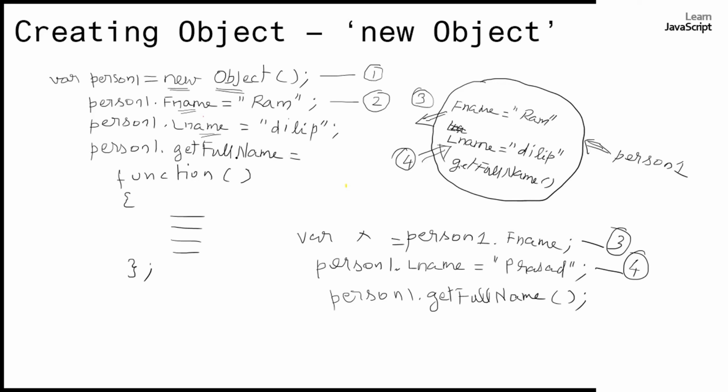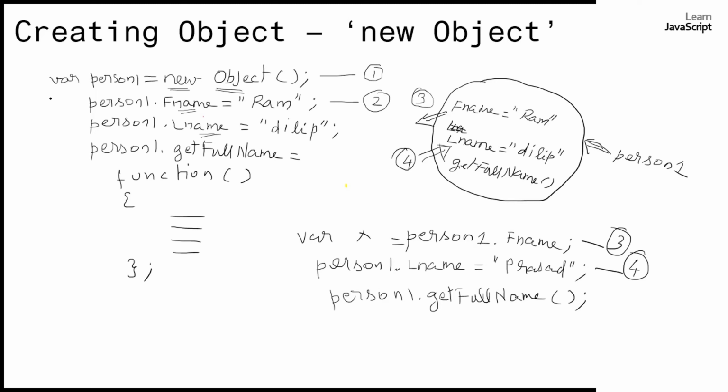Note here there is no parenthesis. Person1 dot getFullName equal to. Then here we are defining a function. After that, we have some statements inside the function. Here you can use the first name, last name, middle name, and you can format it the way you want, and you can return that.